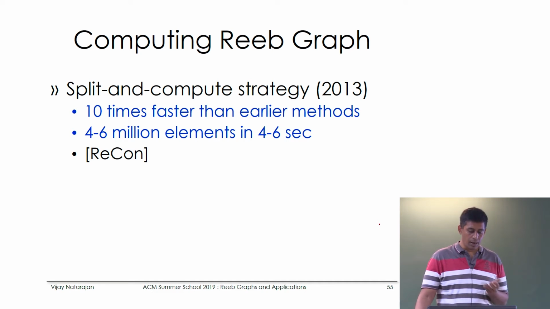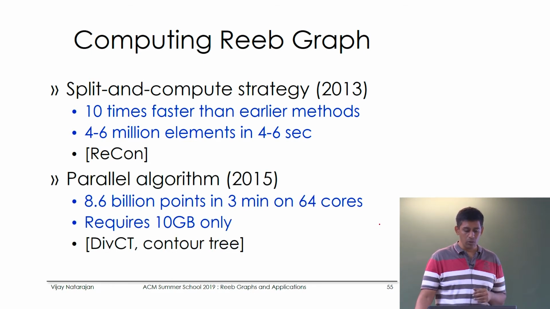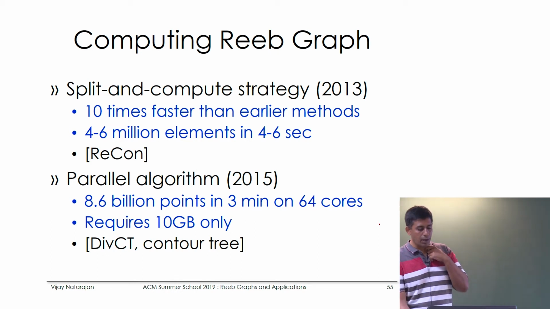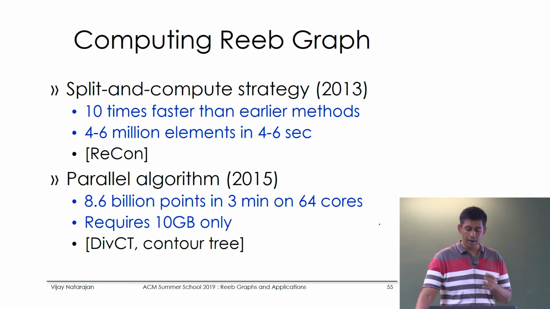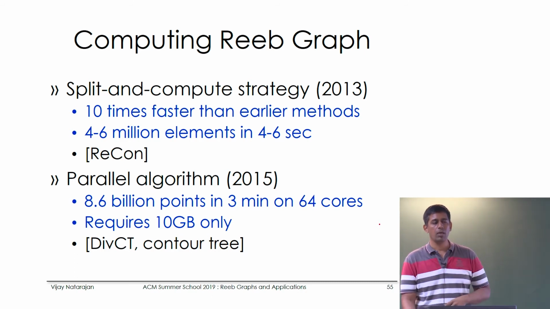That's at that time. Of course, the processor speeds have not increased since then, unfortunately, but the number of cores has. So a lot of development since 2013 has been on parallel algorithms for computing the Reeb graph and the contour tree. This is just a pointer for you. In 2015 we had a parallel algorithm that can process up to 8 or 9 billion points in about 3 minutes on 64 cores. That is like a workstation that sits on your desktop.